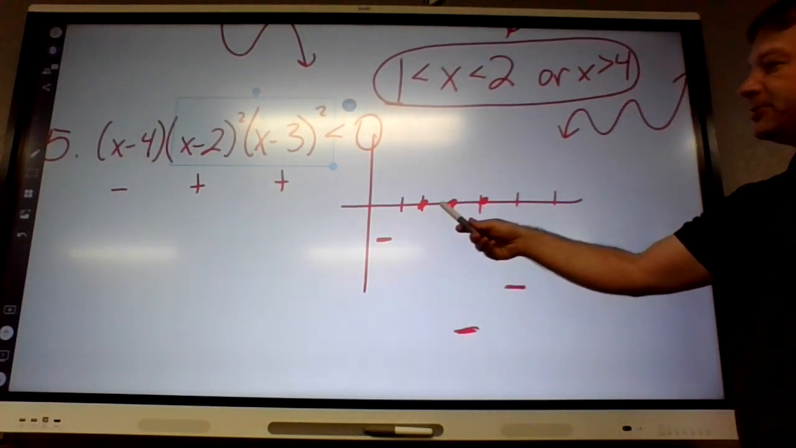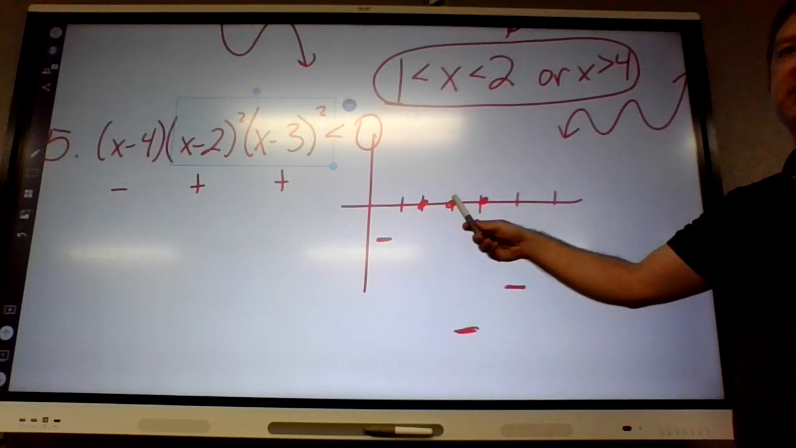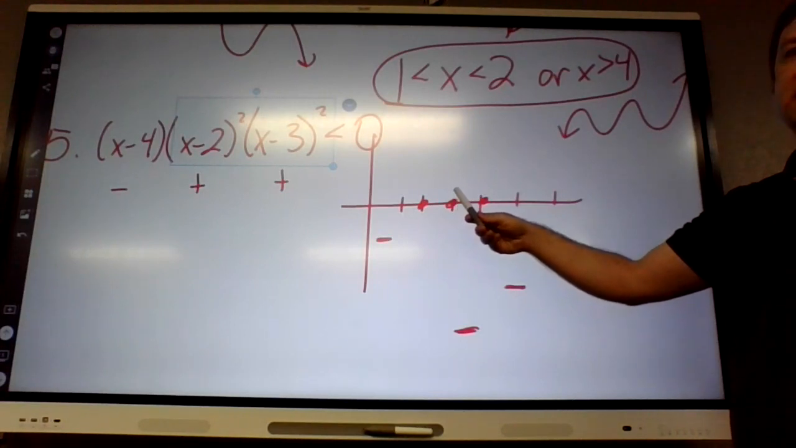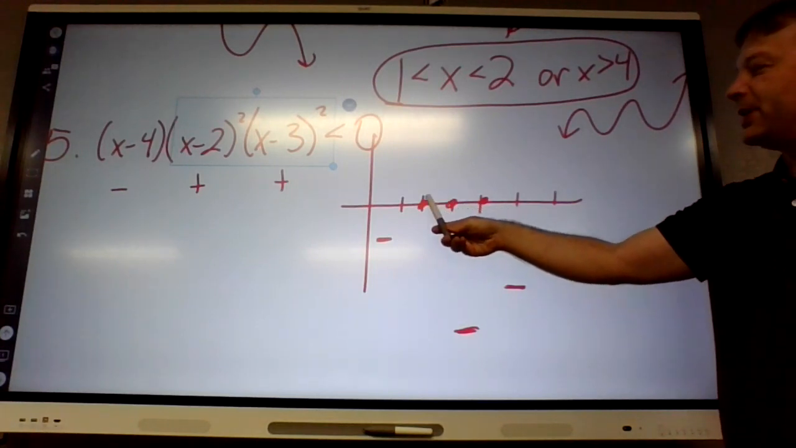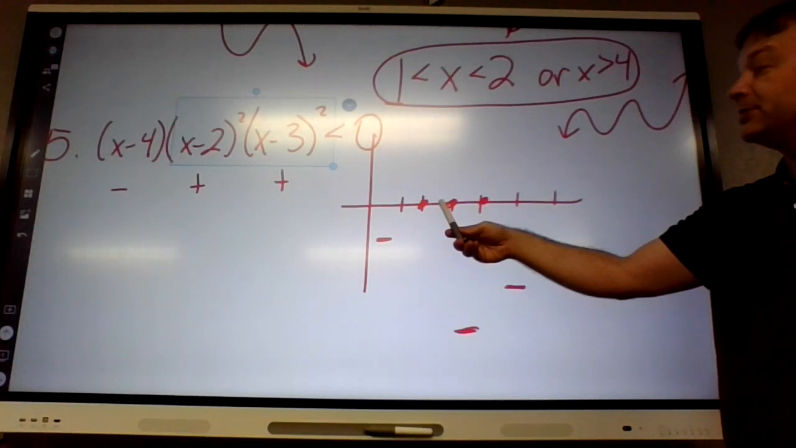How about right here? You guys might not know this one. Between 2 and 3, is it going to be positive or negative? Okay, let's find out. What should I plug in to find out?